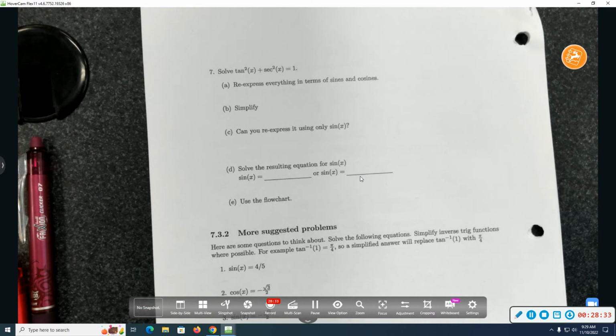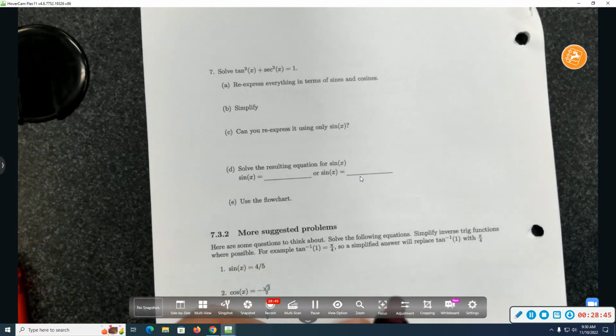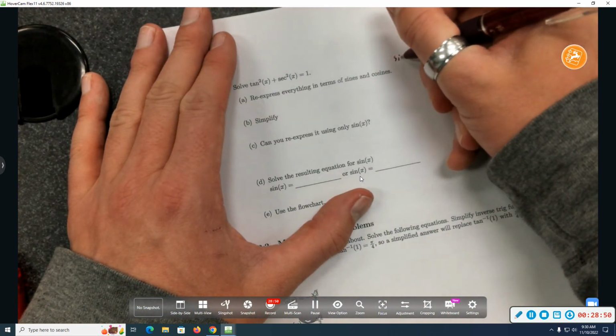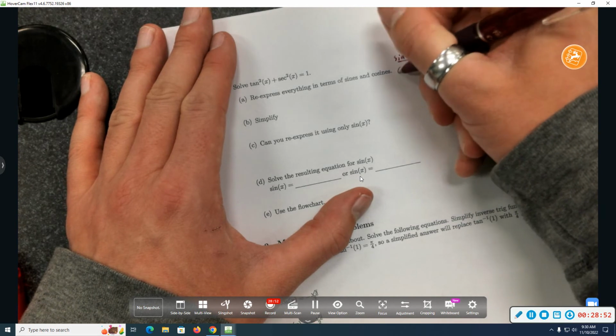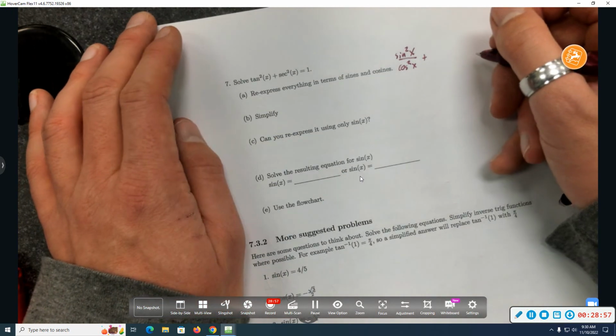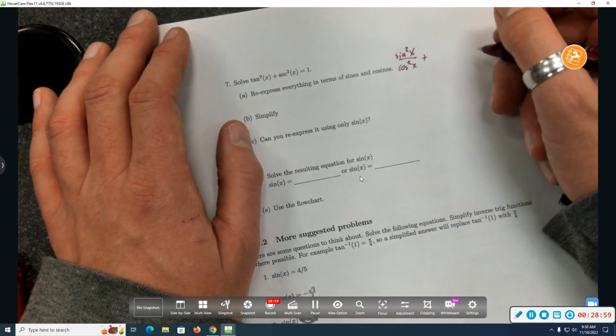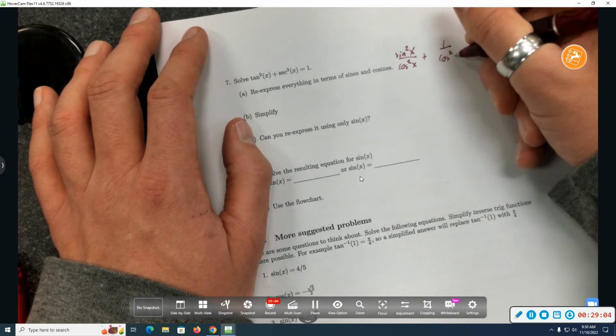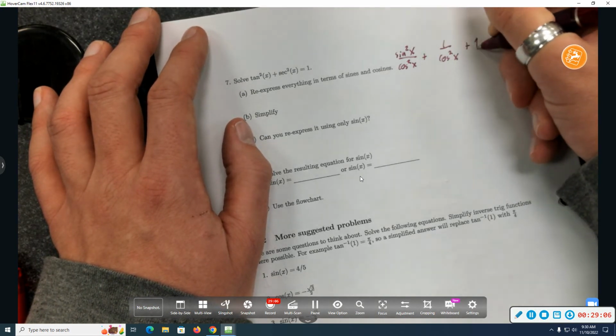But I'll endorse a different strategy. Let's write everything in terms of sine and cosine and then go from there. What's tangent in terms of sine and cosine? Sine over cosine. So we replace everything with sines and cosines. We get sine squared x divided by cosine squared x plus what's secant? 1 over cosine. So the next bit will be 1 over cosine squared x plus 1.